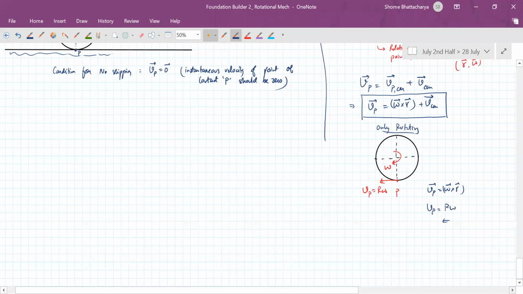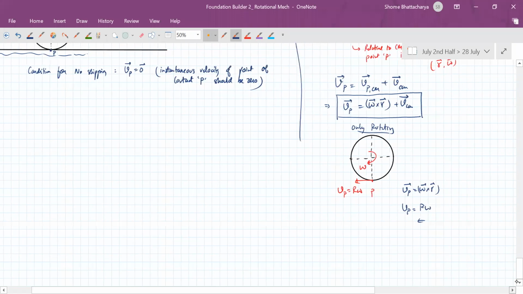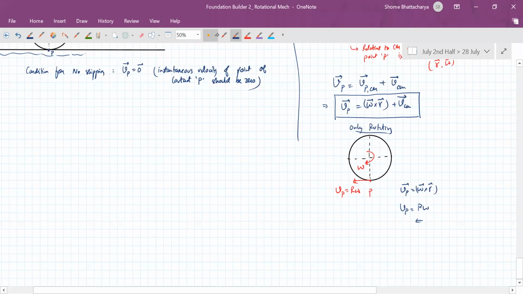Similarly, if it was only translating, there was no rotation and there was only translation, so the center of mass is only moving, there is no rotation about the center of mass. If that case were taking place, then it would be a case of pure translation. So every point would have the same velocity as the center of mass. Okay. So then this point P would also have a velocity like this.